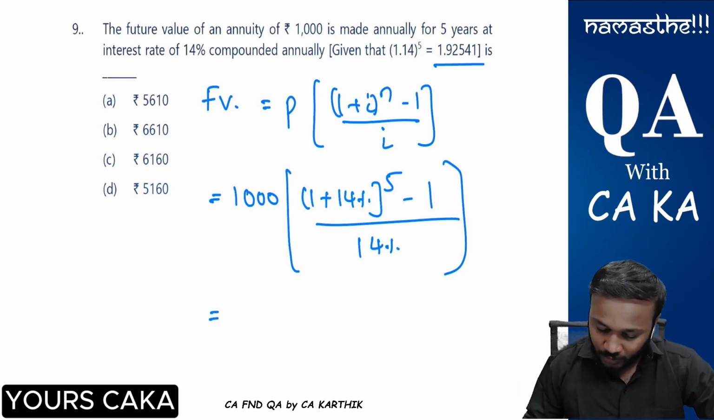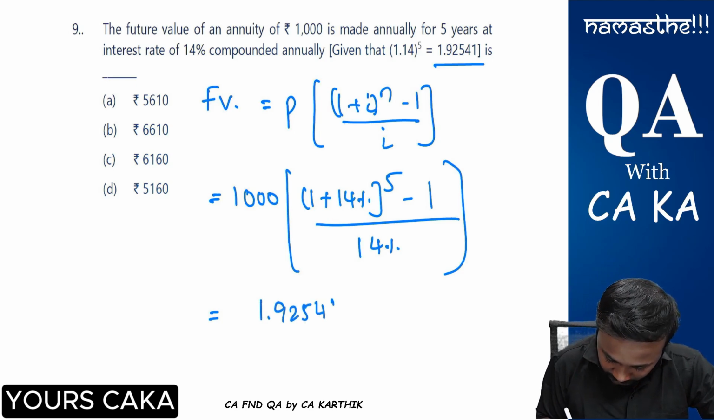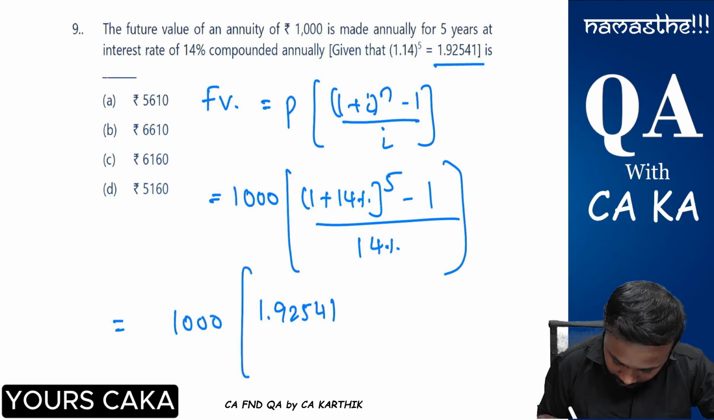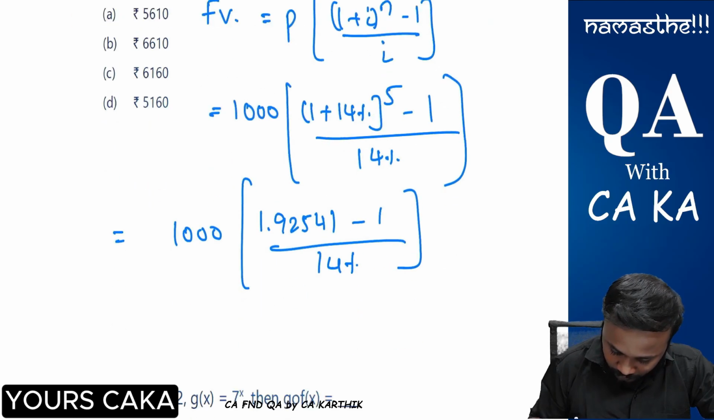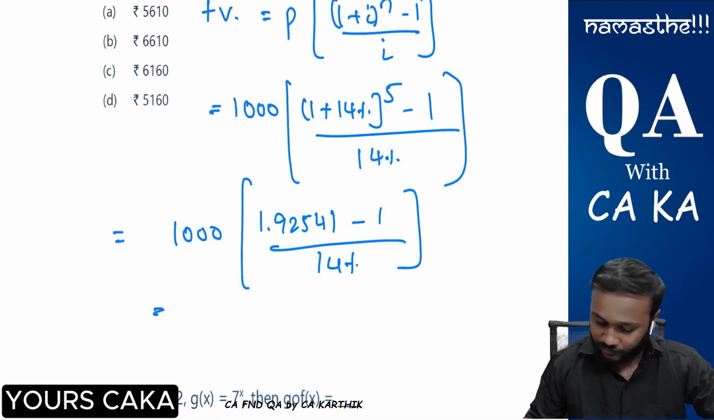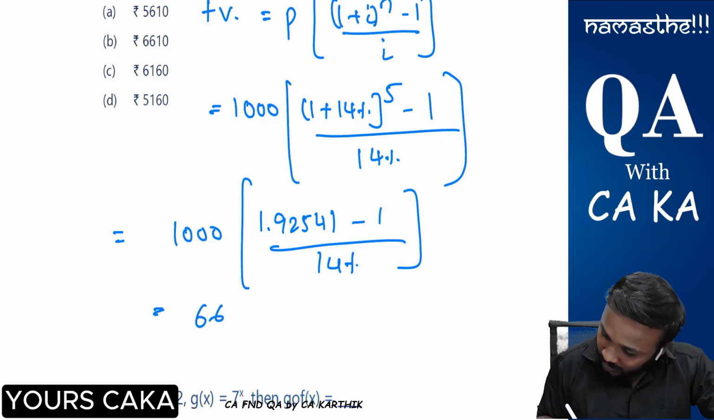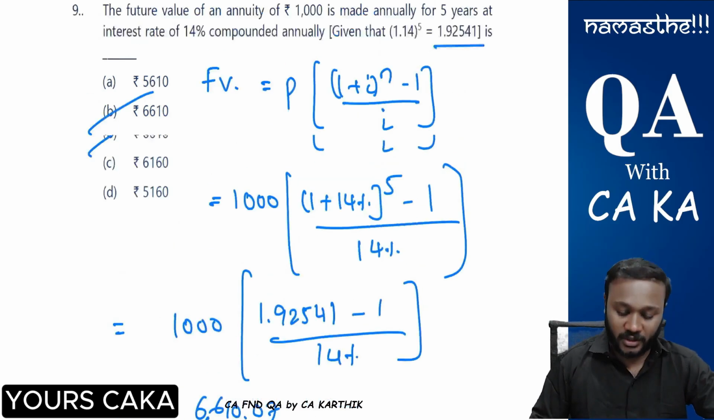So straight away you can solve this in a calculator. Take the given value 1.92541. Let me write it for your sake, and then solve on the calculator. So now let's see, (1.92541 minus 1) divided by 14% into 1000. I got 6,610.07. So option B is your right answer.